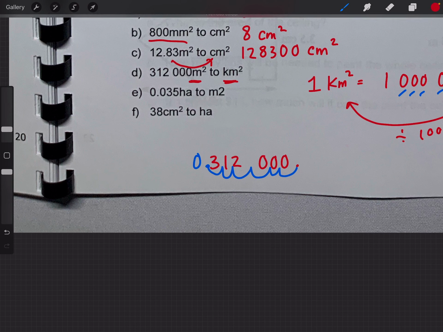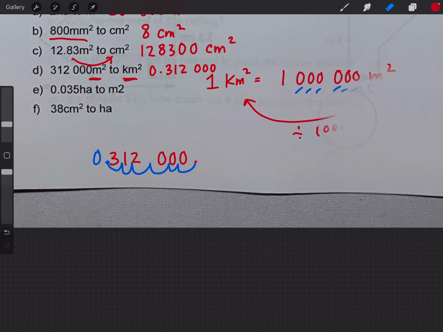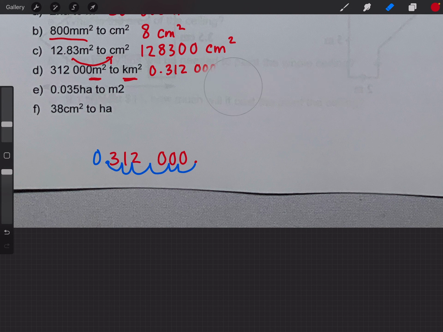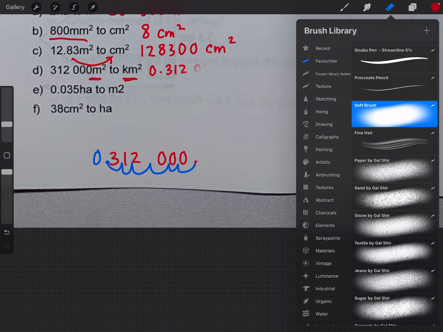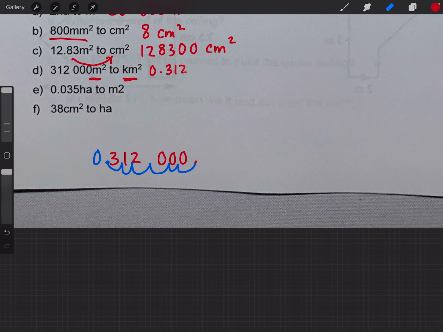So the answer is 0.312. You don't have to put the other zeros in there. You don't have to. It's not necessary. Alright.